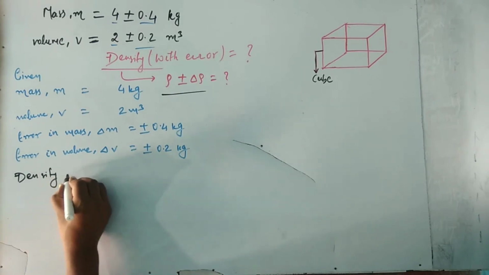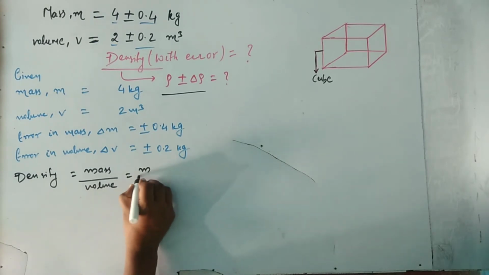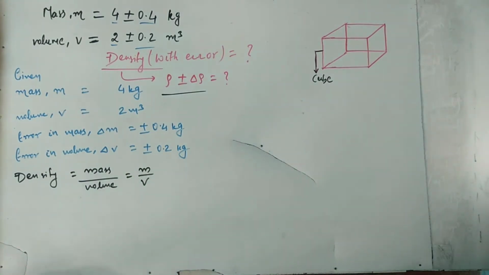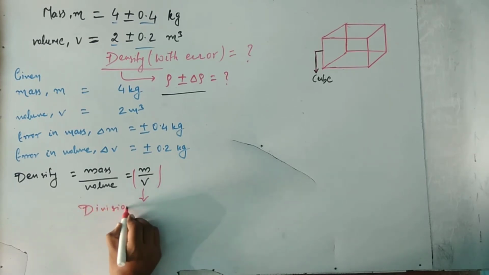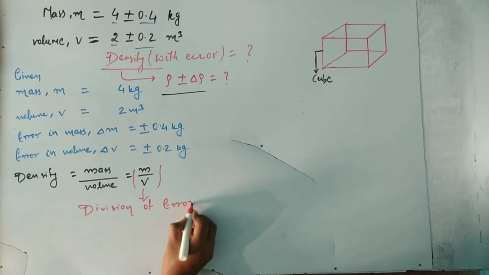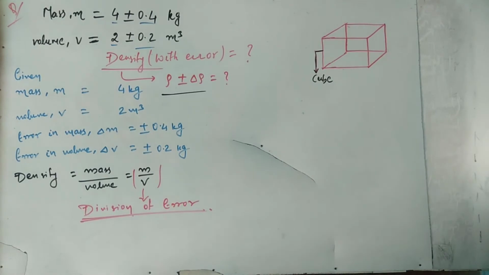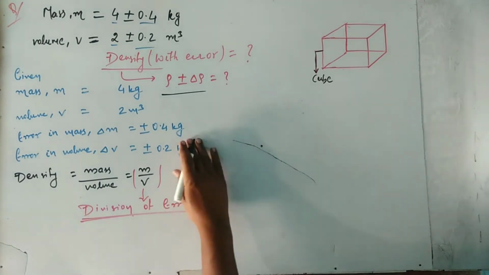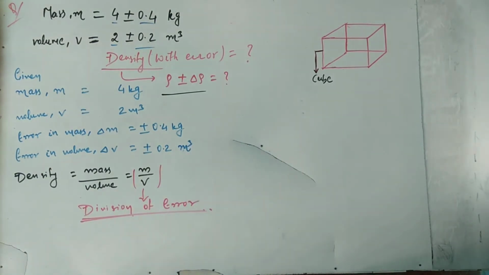Density is equal to mass by volume, that is m by v. So you can understand this question is about division of error. We can solve this question by using the formula of division of error, because this question is from division of error. Here the cube is there. So what is the division of error formula?